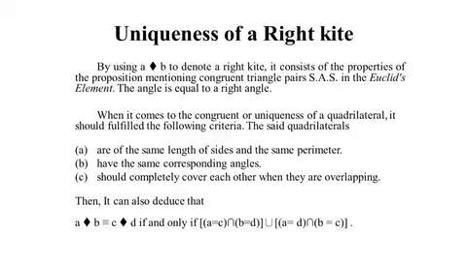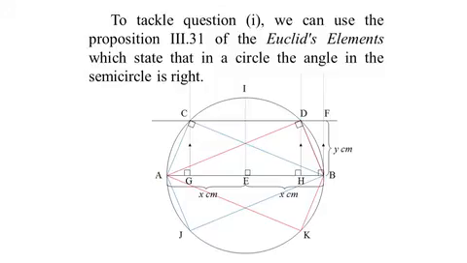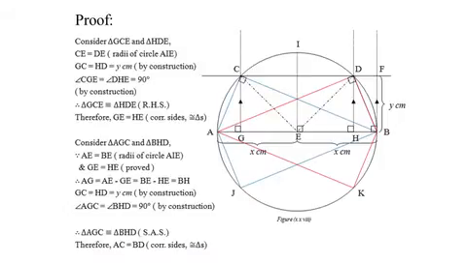So, how about the diagonals? We asked, could we construct a right kite with given diagonals, and is it a unique right kite? Actually, yes. So two kites will be formed when we use the diagonals 2x and 2y. As we can see here, we can construct two kites using diagonals.